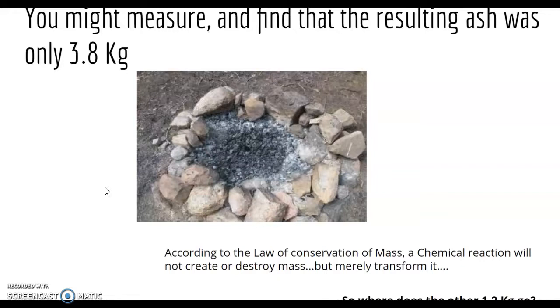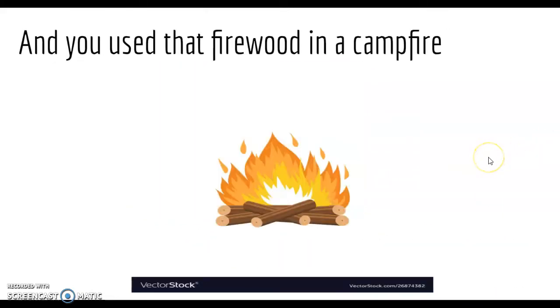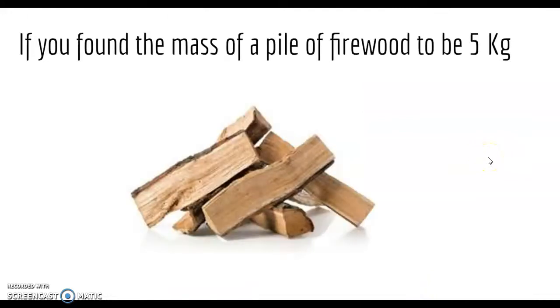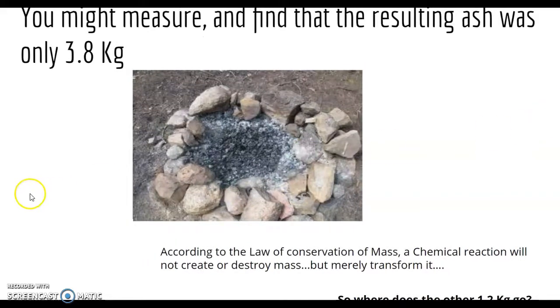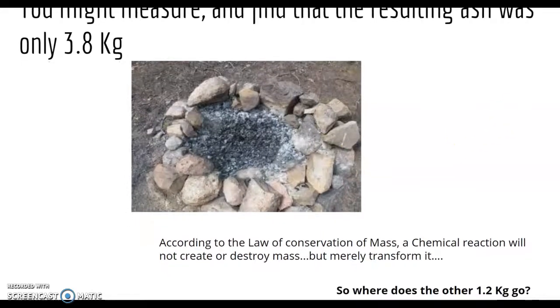If your teacher were to tell you that according to the law of conservation of mass, a chemical reaction cannot destroy or create mass, but just transform it, and you're looking at this and you say, okay, well, I had 5 kilograms of firewood, and now I'm looking at just under 4 kilograms of ash. So where does the other 1.2 kilograms of mass go?